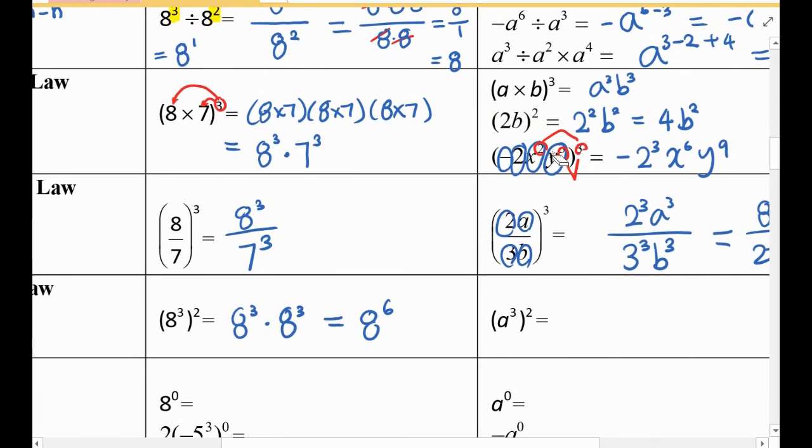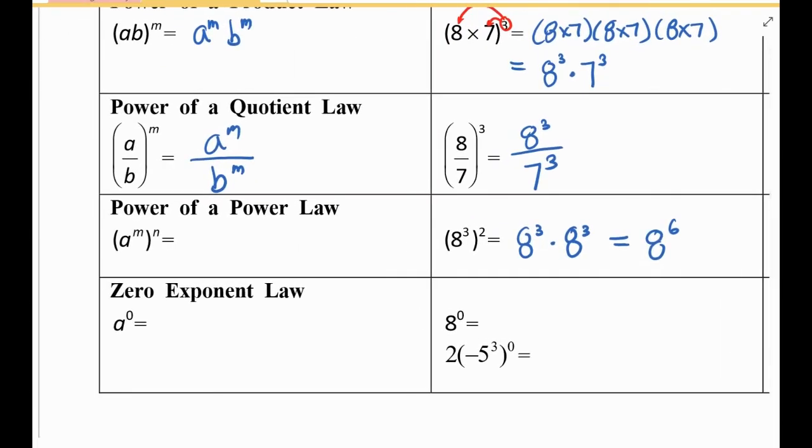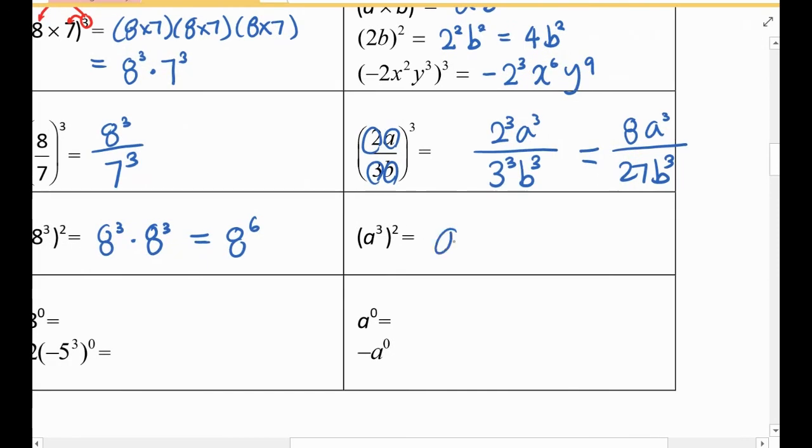That is why, since this and this is also power of a power, you multiplied 2 and 3 and you got 6 here. And same thing, 3 and 3 multiplied, you get 9. So it's a power of a power as well. Here, so the formula will be a to the power of m times n, power of a power. Then this will be a to the power of 3 times 2, which is 6.